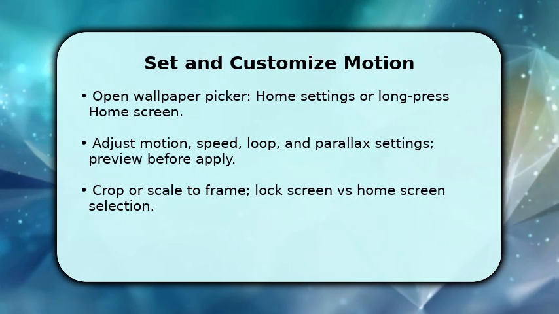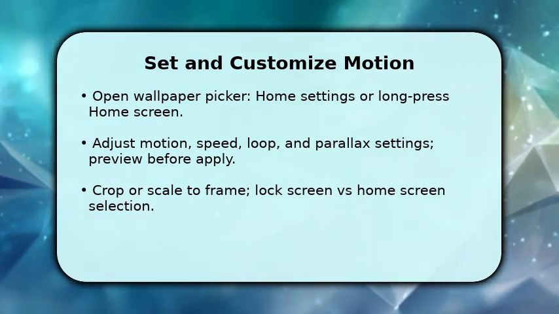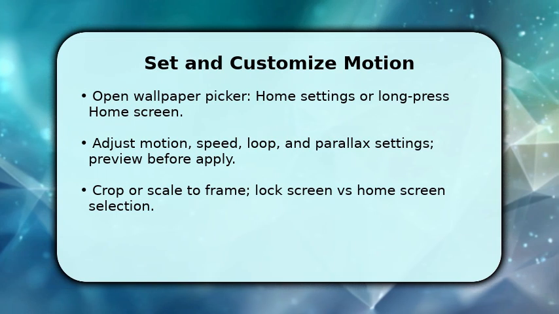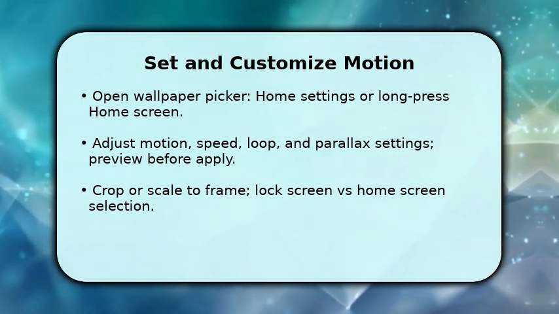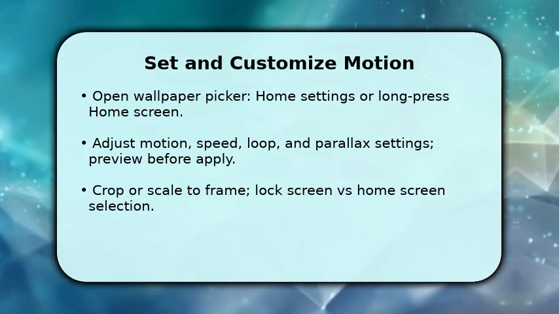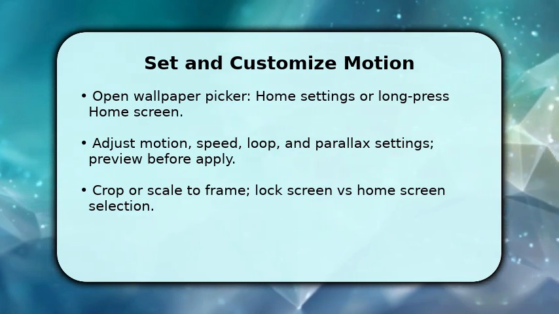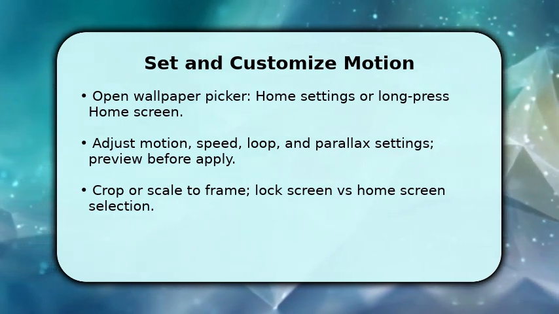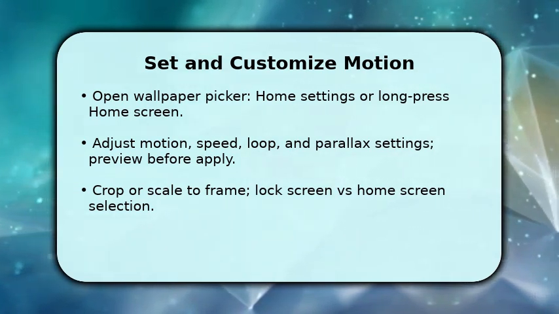Now you open the Wallpaper Picker, long press the home screen or go to Settings > Wallpaper and select your live clip. Once loaded, adjust motion settings like speed and loop behavior and enable or reduce parallax to control camera-driven movement. This matters for battery and comfort.